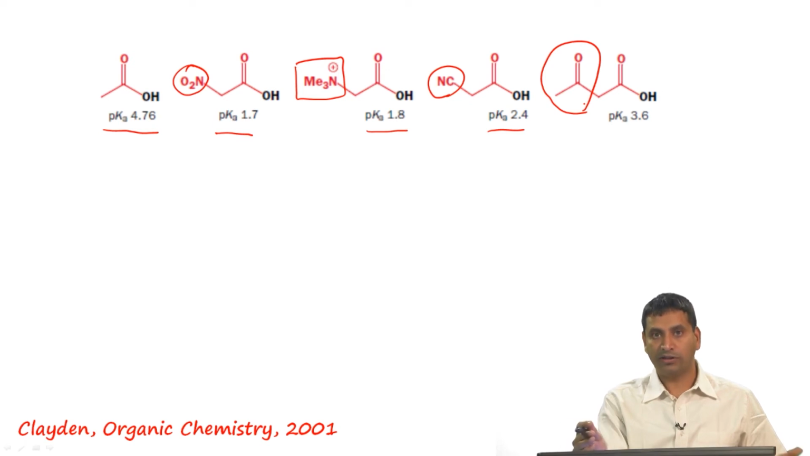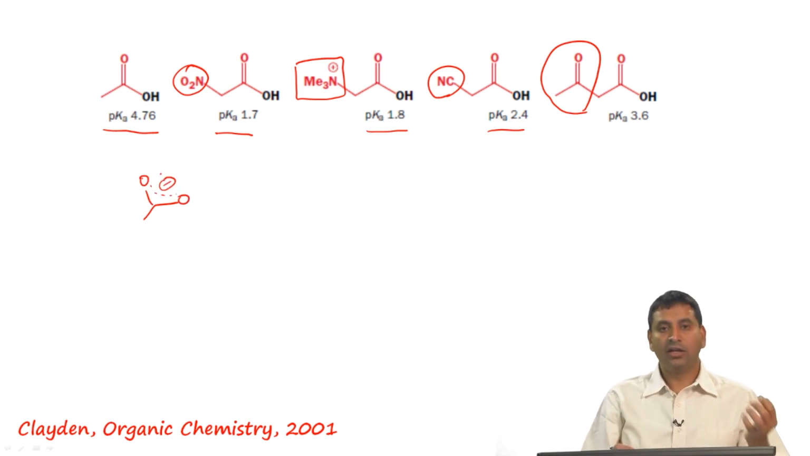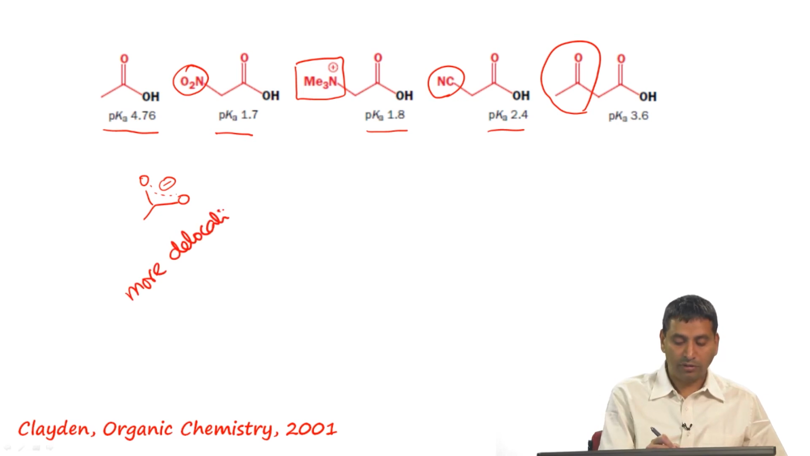So, in order to understand this, again we need to look at the resonance forms here. You have O and there is a negative charge that is formed, and the more stable this negative charge is, that is the more delocalized, then the more stable this species is.